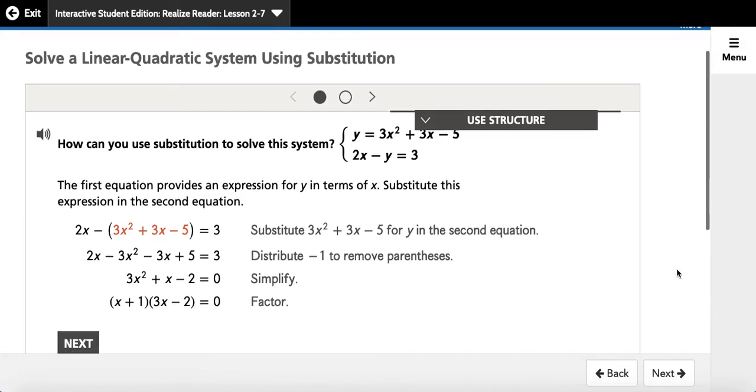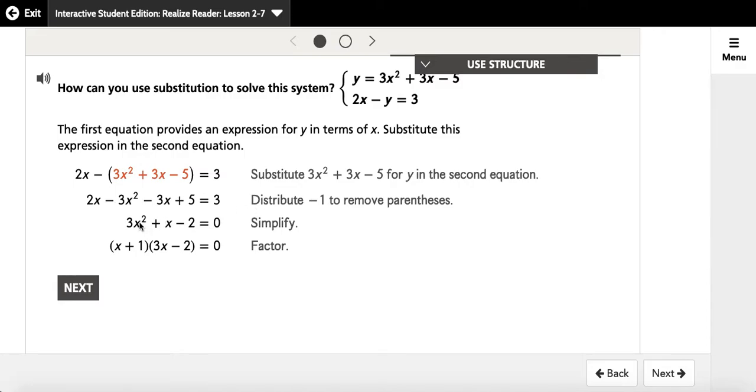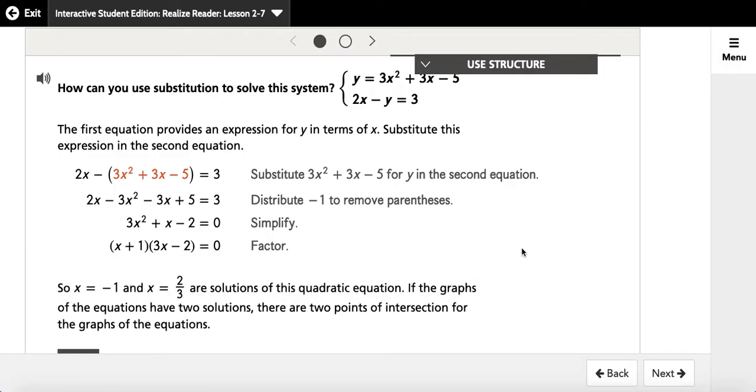And then they decided to solve by factoring. Maybe you feel more comfortable with the quadratic formula, but they solved it by factoring 3x minus 2 and x plus 1. They didn't show the work because we've learned that in an earlier part of this chapter. Now that they have these two factors, they can set each one equal to 0.